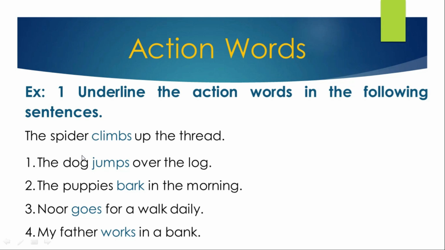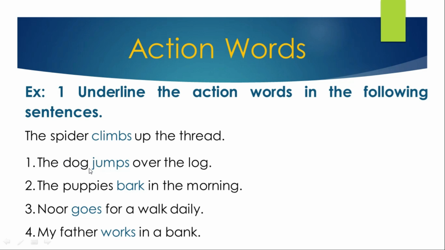Look at the second example. The dog jumps over the log. Now dog is the subject and jumps is an action word. And here you must also notice that if your subject is singular, we use s or es with the verb. For example, we are talking about one spider, so we have used s with the verb. The spider climbs. The dog is singular, so we have used s with the verb jumps.